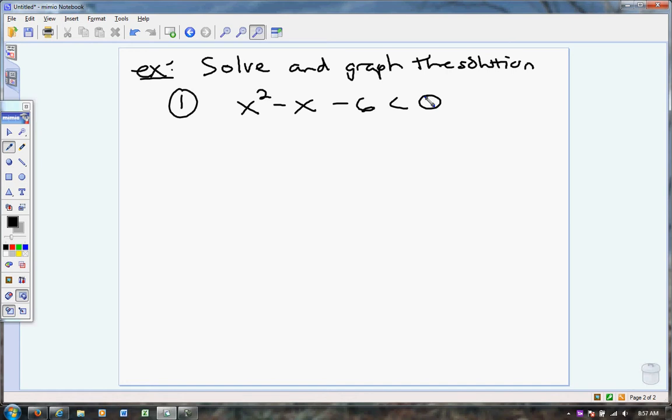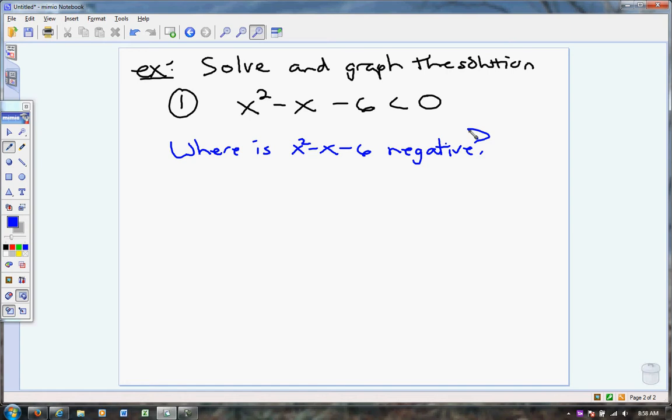Now the first thing you got to understand is what this thing is asking you. It's asking, where is x squared minus x minus 6 negative? Okay? Where is it negative? When it says less than 0, it's asking, where is it negative? Okay? So right now, in your mind, you should have a mental image of what this function looks like.